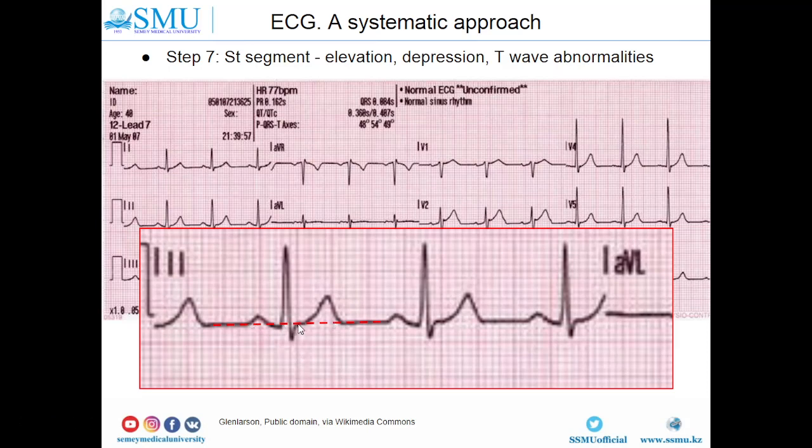In our case, the ST segment is on the isoline. We should pay attention to the J point. The J point is the connection between the QRS and the ST segment, and we should look at the first 80 milliseconds of the ST segment and detect whether this segment is on the isoline or not.